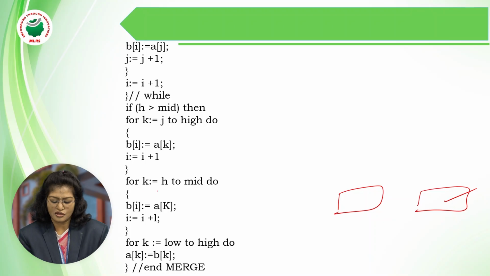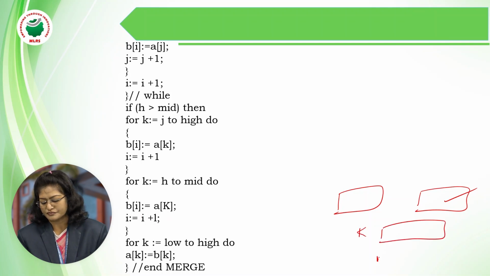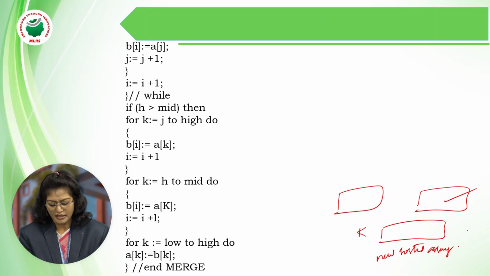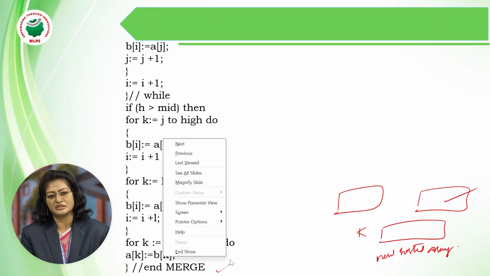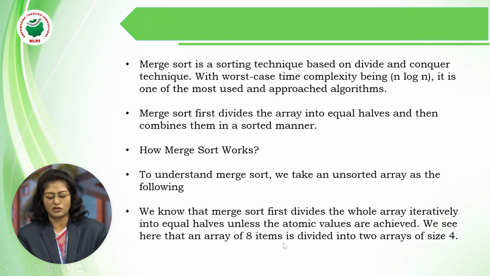And for k equals h to mid, this will be incremented. B of i equals A of k. Here k is the new sorted array where we arrange all the elements in sorted order, and A of k equals B of k. This is the end of merge. So this is how the merge sort will be working.